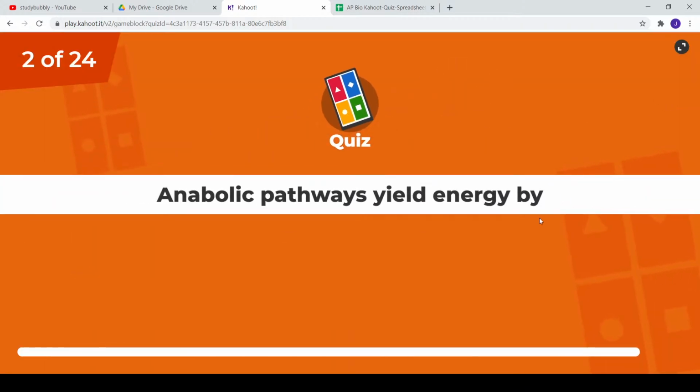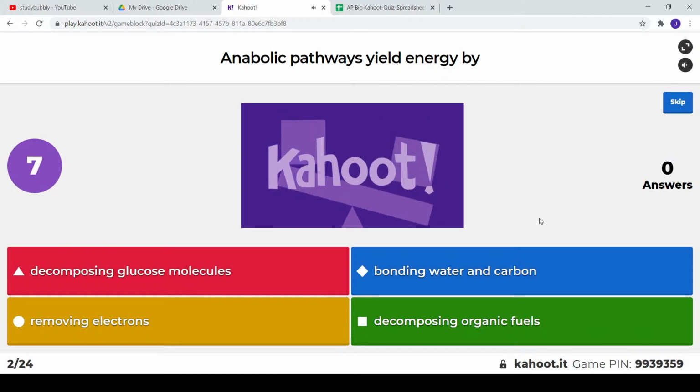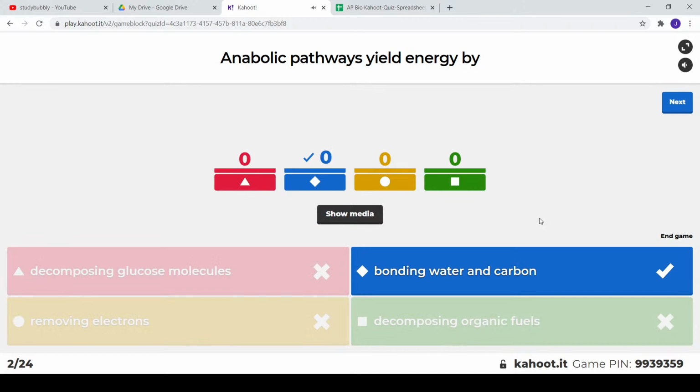Anabolic pathways yield energy by. Yeah, this one's a tricky one because it's worded weird. But basically, what it's talking about is how does it. Time's up.